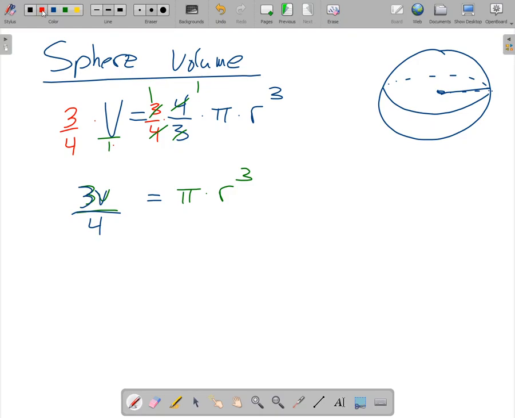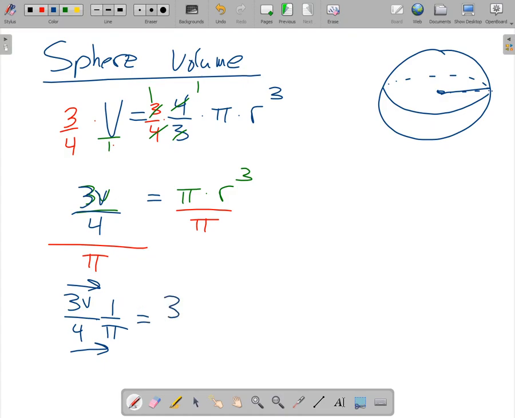And then I need to get rid of the pi, so I'm going to have to divide by pi. Now this is a bit complicated on this side because I have a fraction within a fraction. How do we deal with division with fractions? Multiply by the reciprocal. What's the reciprocal of pi? 1 over pi. Yeah. So this gives me 3v over 4 times 1 over pi, which, given the way that we multiply fractions, is going to give me 3v over 4 pi.